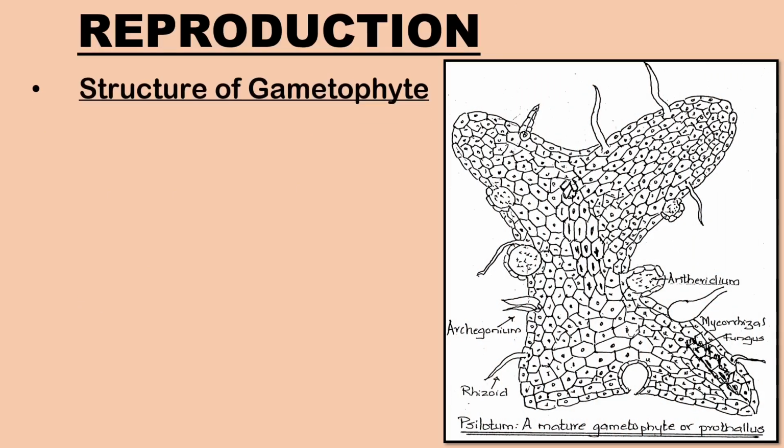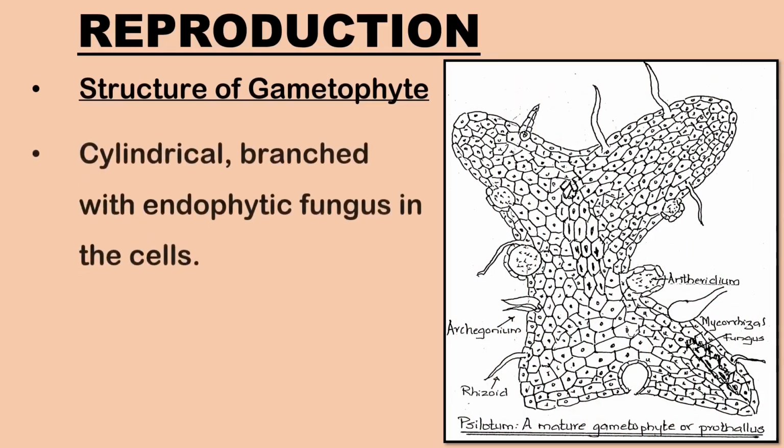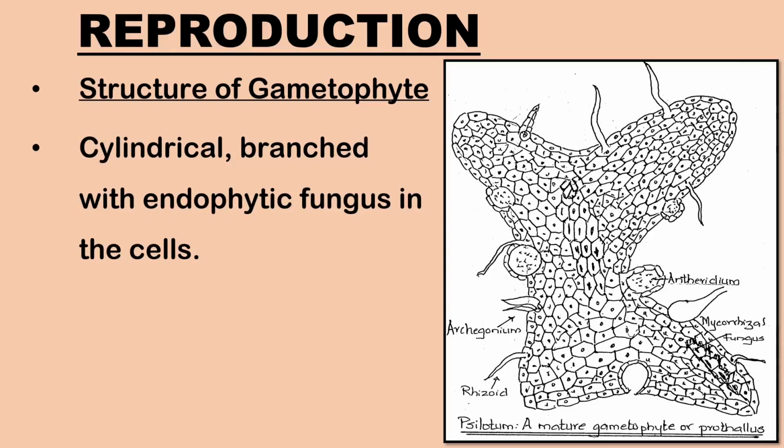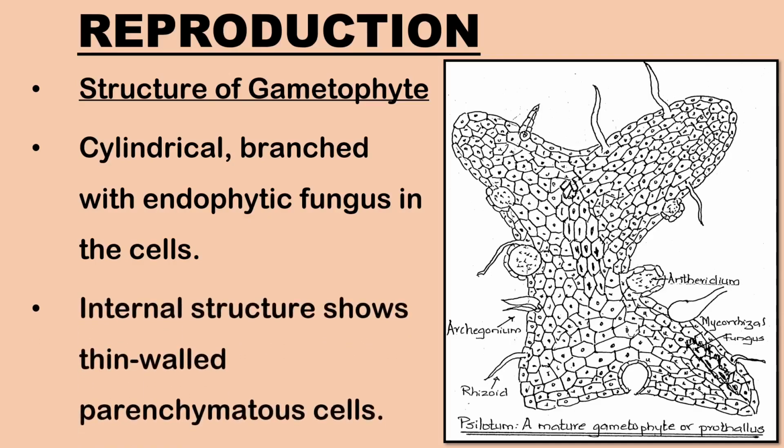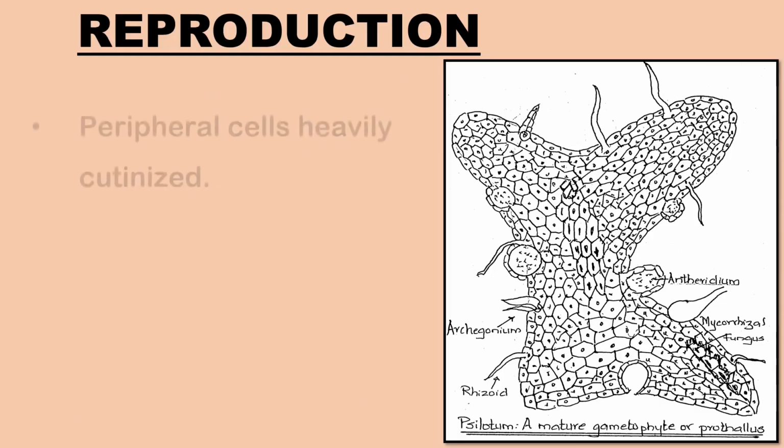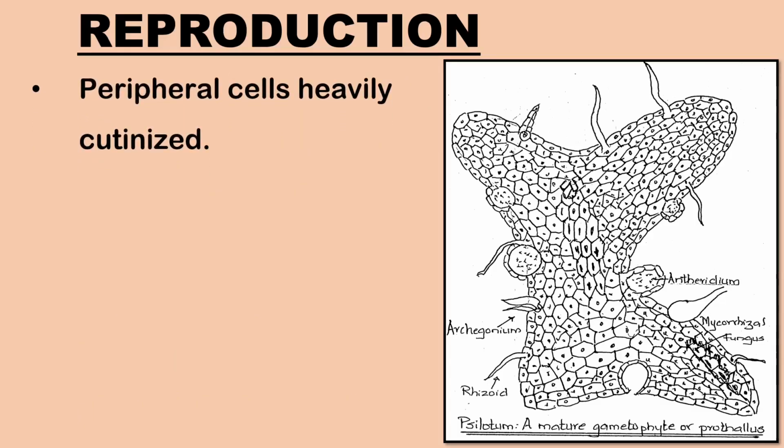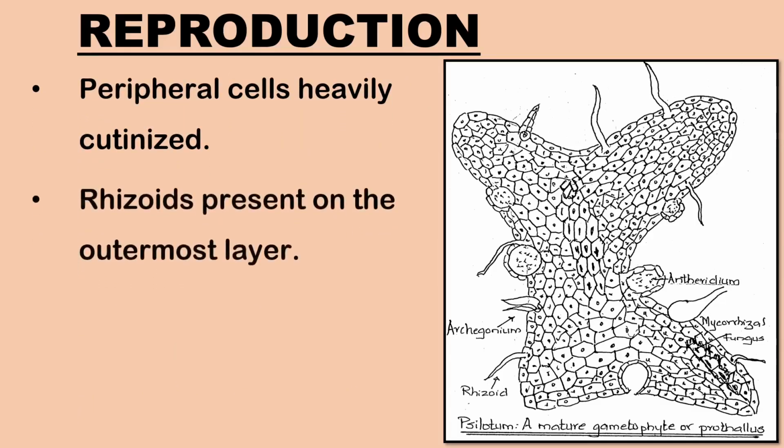Next is the structure of gametophyte. Gametophyte is a subterranean, cylindrical, branched, elongated structure showing the presence of an endophytic fungus in the cells. The internal structure of gametophyte shows thin-walled parenchymatous cells. The peripheral cells are heavily cutinized. Rhizoids are present on the outermost layer.